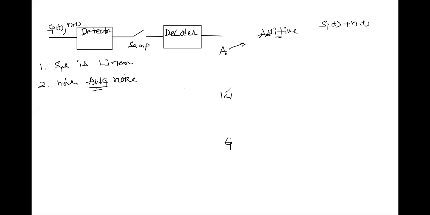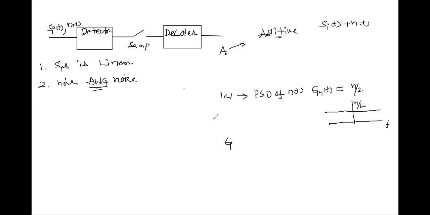Then white. What do you mean by white noise? White means uniform, constant. Which is uniform, which is constant? The power spectral density of noise, normally denoted as Gn of f, is constant, with some value eta by 2. So if you draw Gn of f, the noise power spectral density, against frequency, it is supposed to be constant with the value eta by 2.